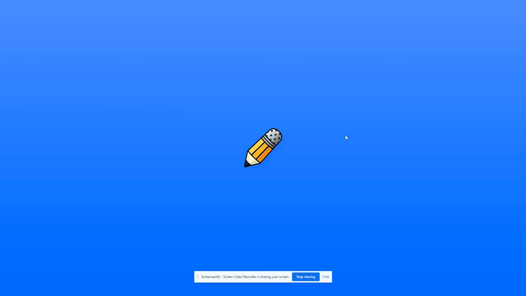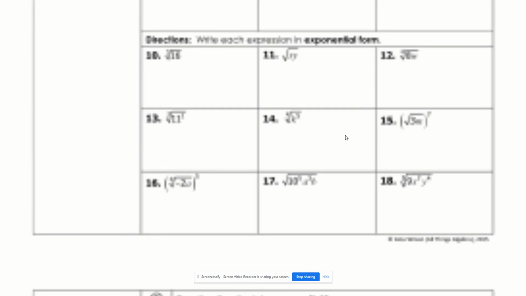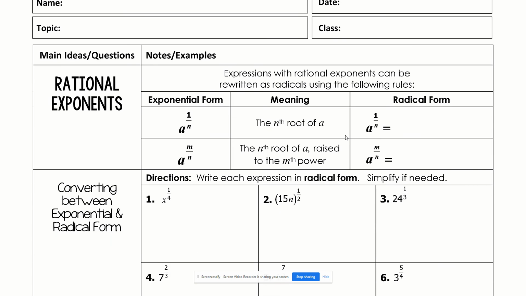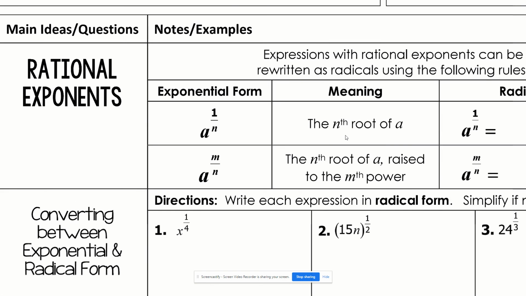Okay, so that's it for last night. That's about 20 minutes in. So we're going to use the next 20 minutes or so to explain this concept of rational exponents.